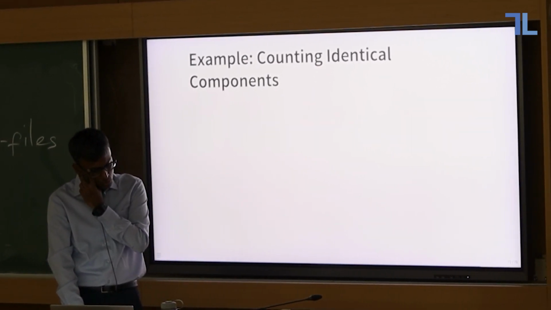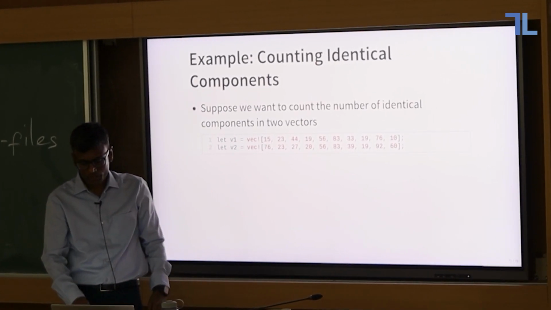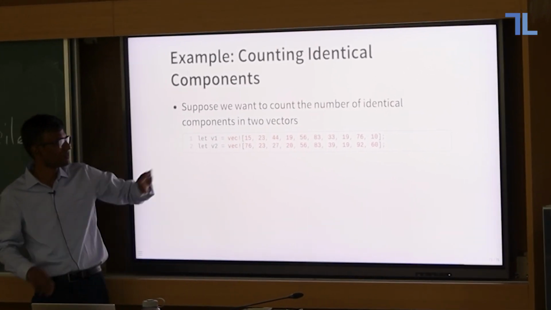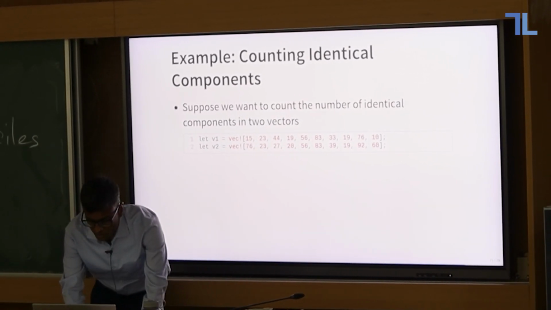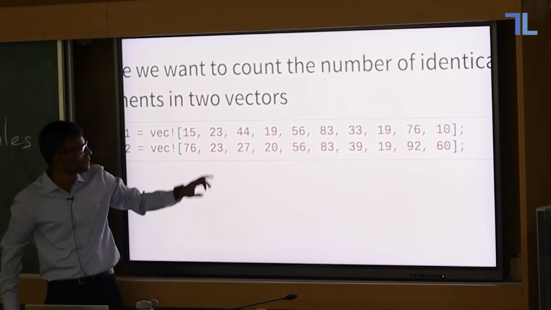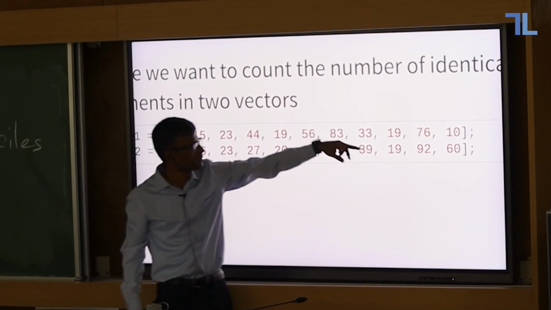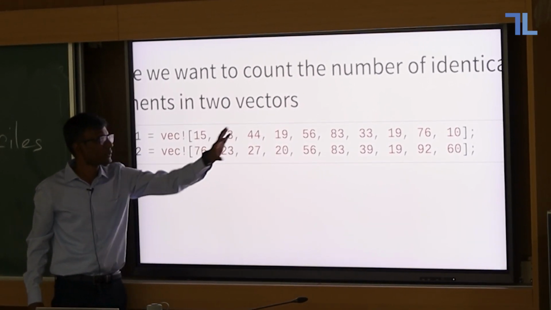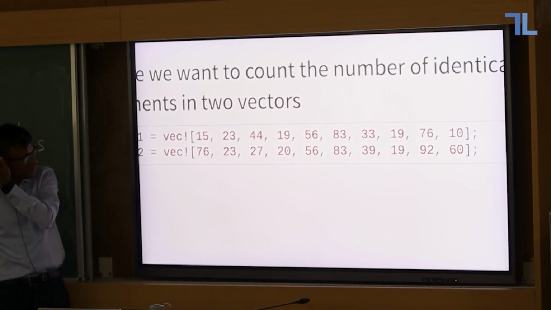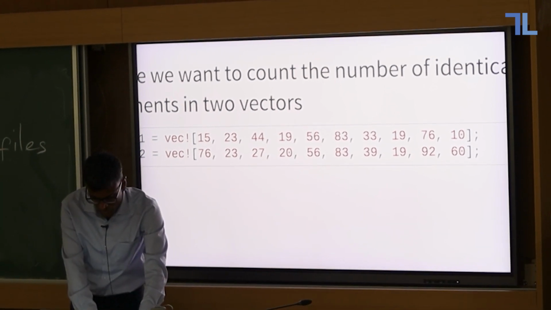And suppose you have two vectors and you want to count the number of places in which they are equal. So here, where are they equal? They are equal in the second location, and then this location here. And I want to know in how many locations these two vectors are equal. Even this can be done succinctly using iterators.